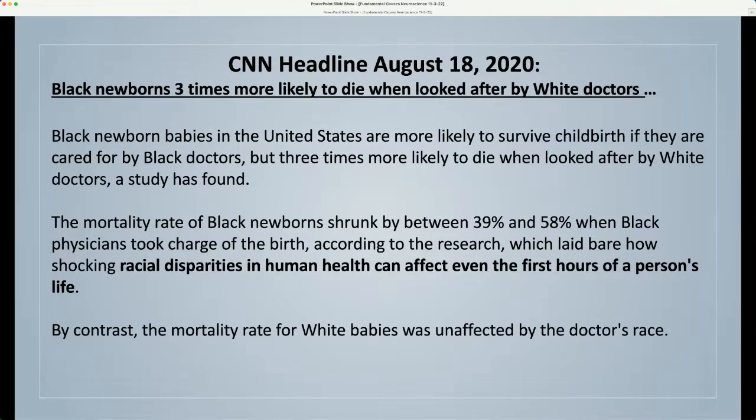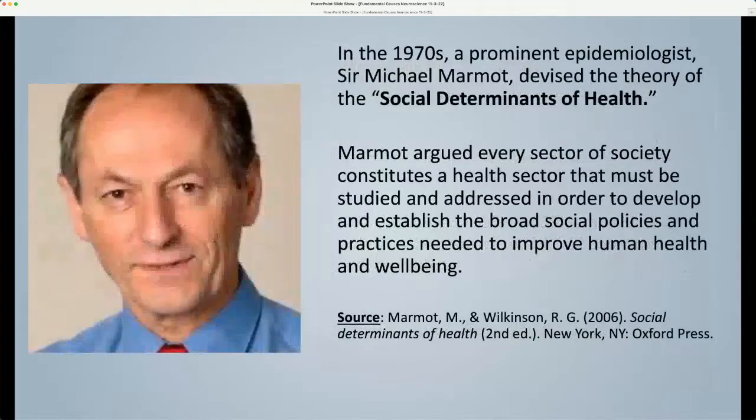Hence the need for a social orientation and context in medical care and a conceptual framework to explain and address these massive disparities in morbidity and mortality in the U.S. In the 1970s, a prominent epidemiologist, Sir Michael Marmot, devised the theory of the social determinants of health. Marmot argued every sector of a society constitutes a health sector that must be studied and addressed in order to develop and establish the broad social policies and practices needed to improve human health and well-being.